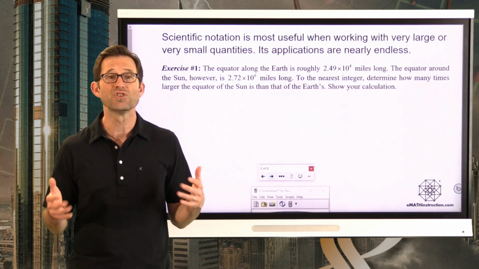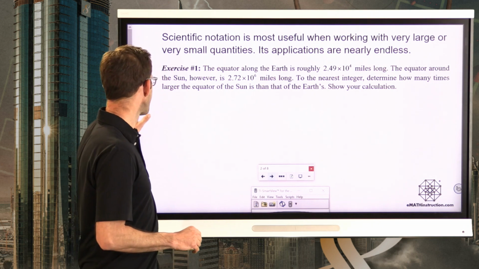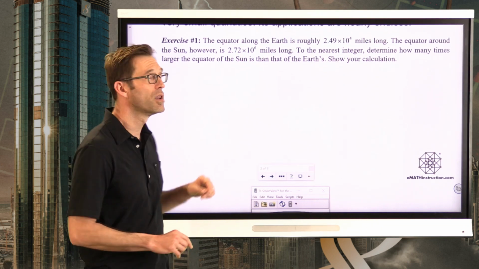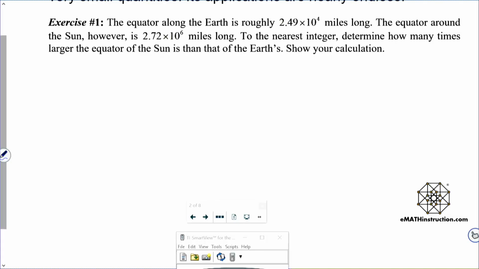That's what we're talking about with very, very small. Very large is easier to think about than very small often. So let's start with a problem involving very large numbers. Exercise number 1. The equator along the Earth is roughly 2.49 times 10 to the 4th miles long. The equator around the Sun, however, is 2.72 times 10 to the 6th miles long. To the nearest integer, determine how many times larger the equator of the Sun is than that of the Earth's.